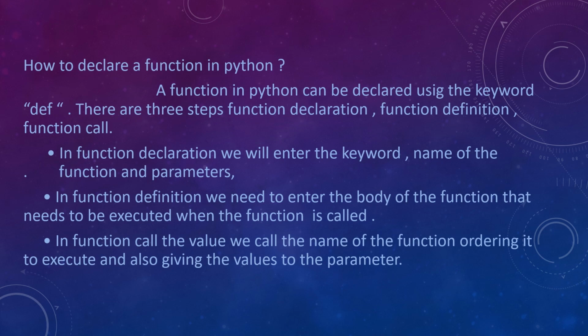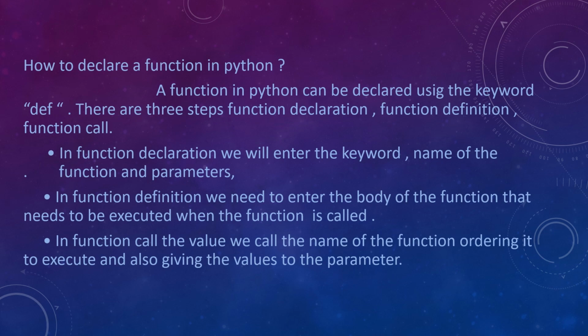In the function declaration, you will enter the type of the function, the keyword, the name of the function, and the parameters if there are any. You need to declare a function before you can define it. In the function definition, you will enter the body of the function, that is, the block of code that needs to be executed when the function is called.